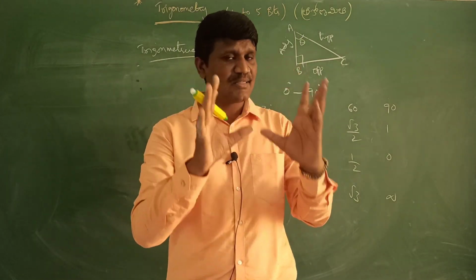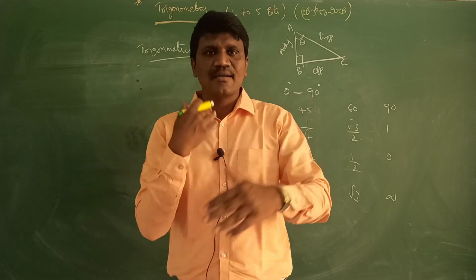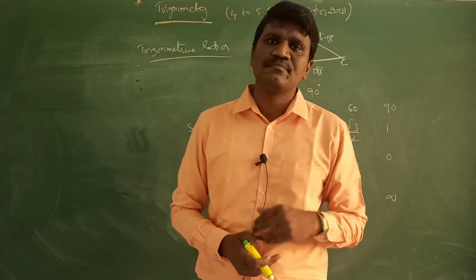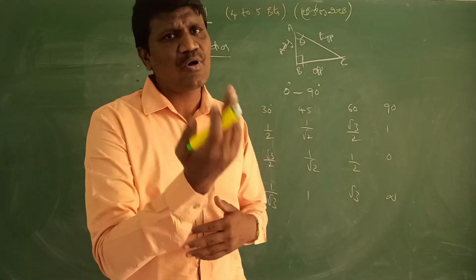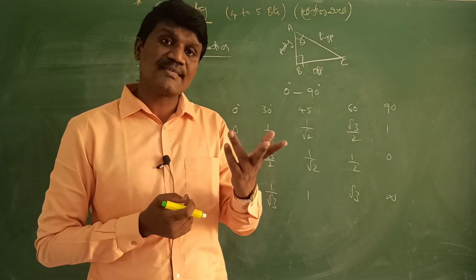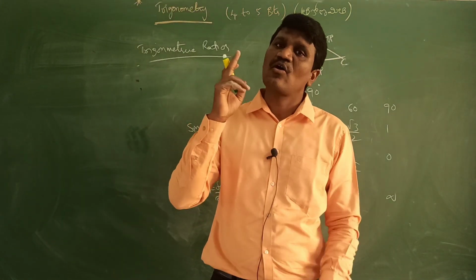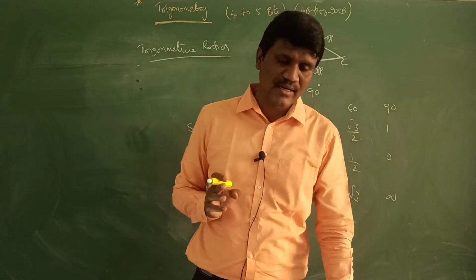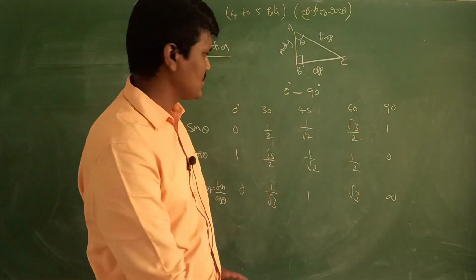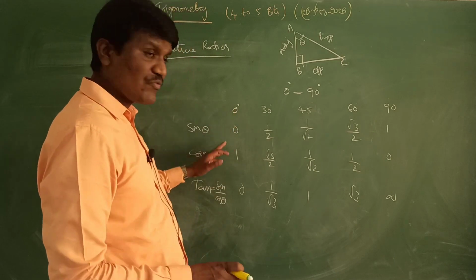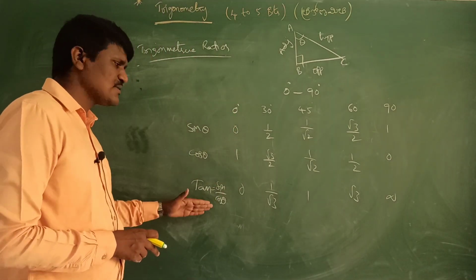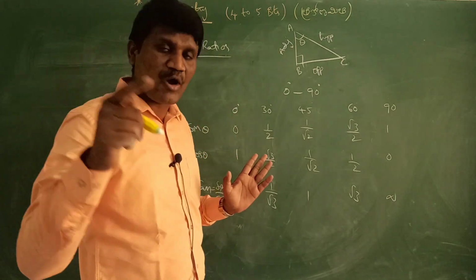So remember these 3 values. For cosec, sec and cot you take the reciprocal: cosec is the reciprocal of sin, sec is the reciprocal of cos and cot is the reciprocal of tan. Okay students, so these are the trigonometric values. Based on this we will do problems.